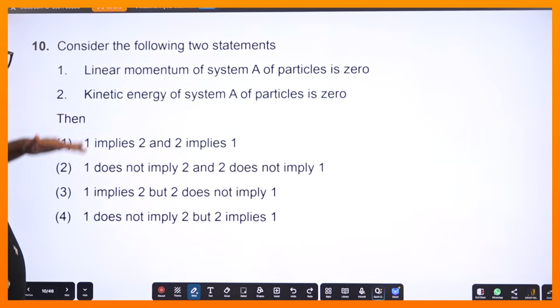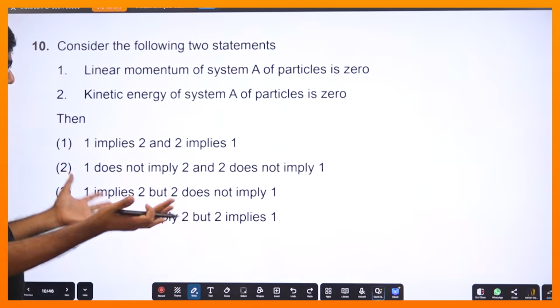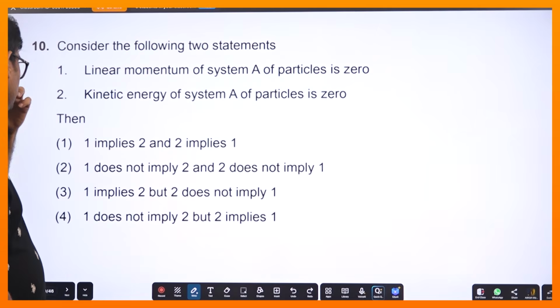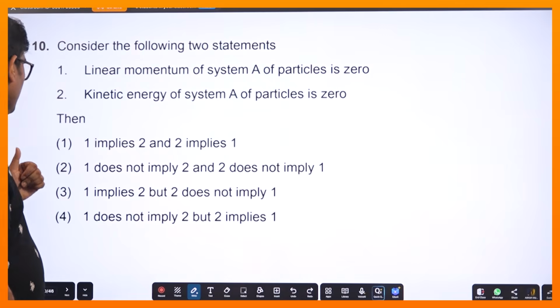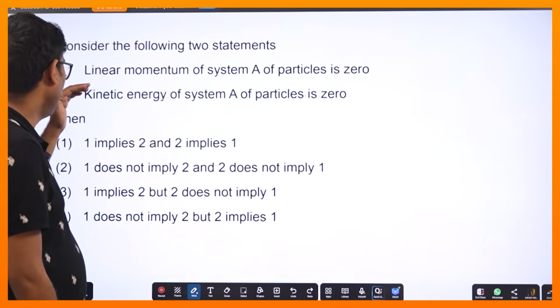Consider the following statements. 1: Linear momentum of system A of particles is 0. 2: Kinetic energy of system A of particles is 0. Okay, there are a few particles in the system A. So the linear momentum of the system is 0 and the kinetic energy of the particles is 0. Does 1 imply 2 and 2 imply 1? It is not correct. 1 does not imply 2.